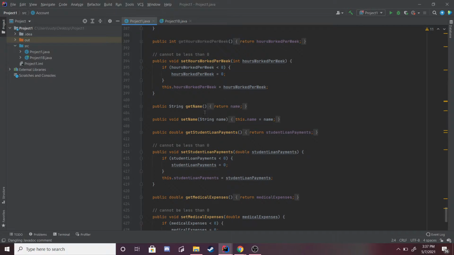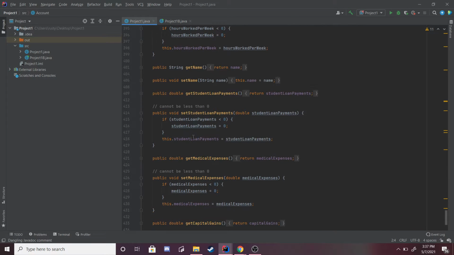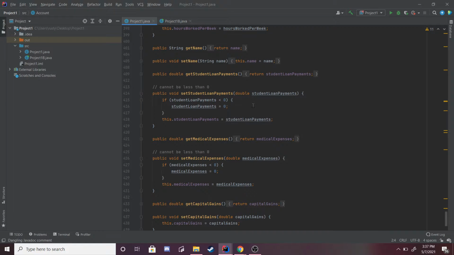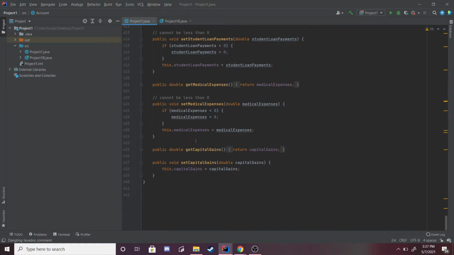This public string for get name will return name. This public void for set name will set this dot name. This public double will get student loan payments by returning it. This public void will set student loan payments. If it's less than 0, it equals 0. This public double will get the medical expenses and return medical expenses. The medical expenses cannot be less than 0, so if less than 0, it equals 0. And this final double will get capital gains, return capital gains, and is set as this capital gains.